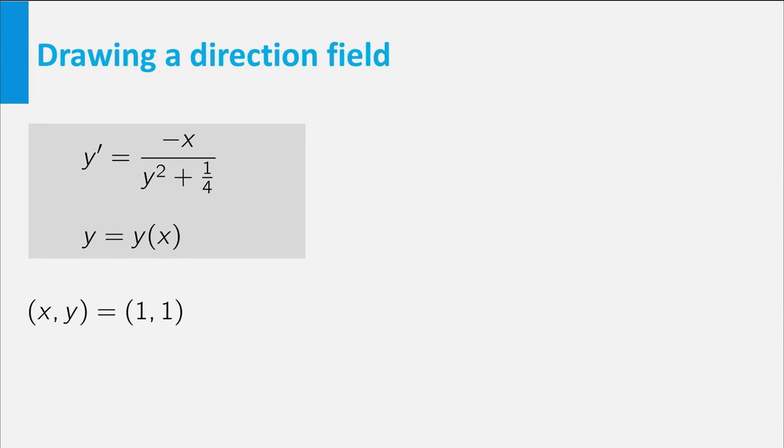Now, suppose the graph of the solution of this equation passes through the point (1, 1). This means, of course, that for x equal to 1, the corresponding value of y of the solution is equal to 1. From the differential equation, it follows that the derivative of the solution in (1, 1) equals minus 1 divided by 5/4, which is minus 4/5.